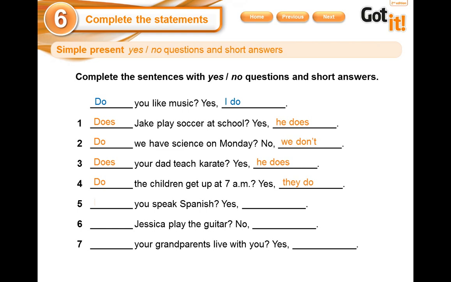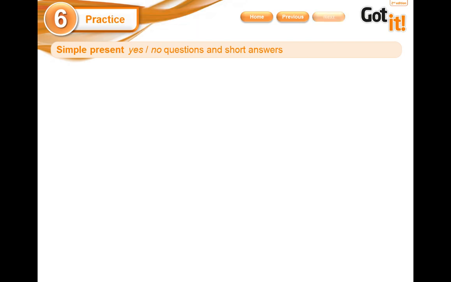Do you speak Chinese? ¿Recuerdas la regla que te dije? Yes, I do. Does Jessica play the guitar? No, she doesn't. Grandparents, plural. Do your grandparents live with you? Yes, they do. Perfect. No se olviden que primero ustedes resuelvan, pónganle pausa antes que den las respuestas para que puedan verificar que hayan hecho bien los ejercicios.